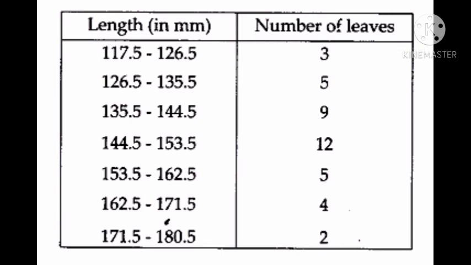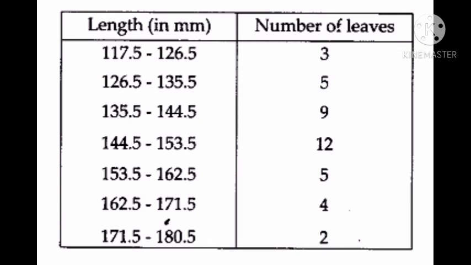Now look at the first and second class intervals: 117.5 to 126.5, and the next class starts with 126.5 to 135.5. Now listen, the upper limit of the first class, 126.5, is the same as the lower limit of the next class. So we can see there is an orderly arrangement in these limits. Similarly, we can continue the same procedure for the next class limits also.